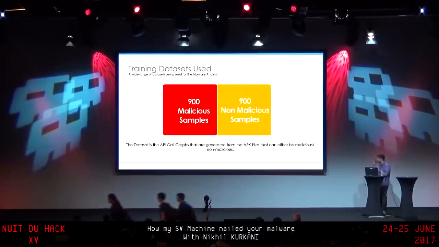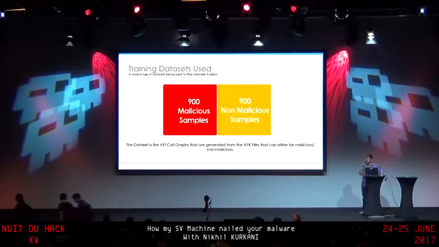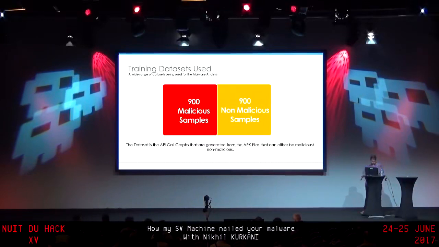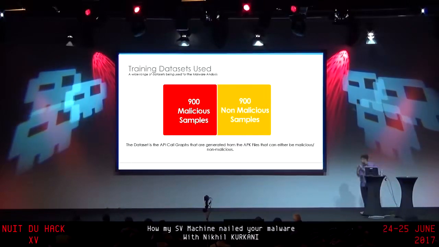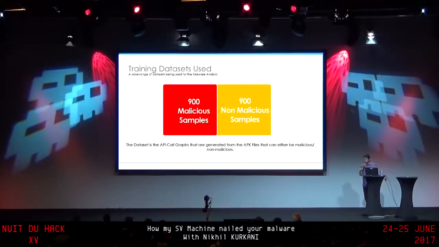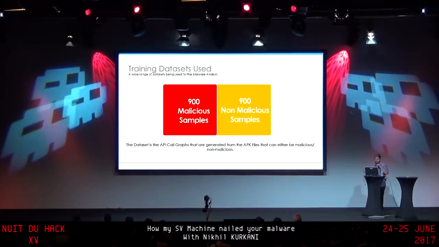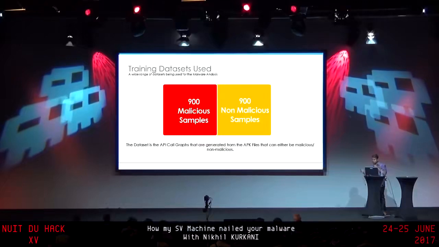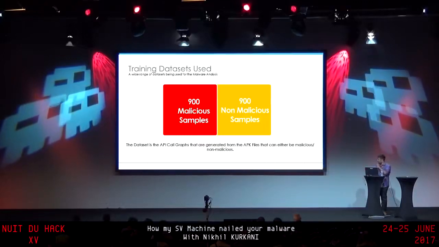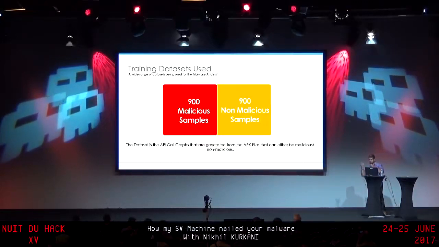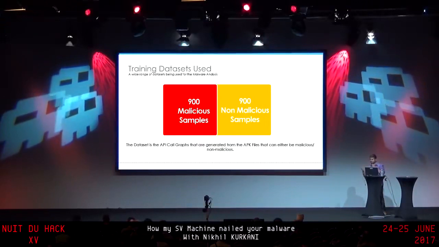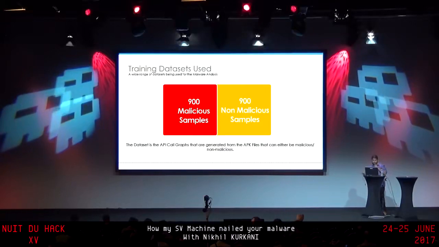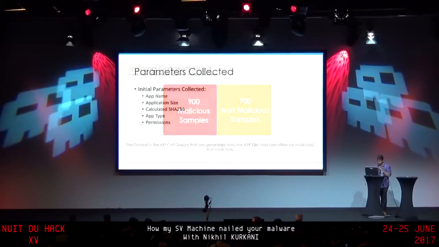The training data sets that we used were basically 900 malicious samples and 900 non-malicious samples. The data set here would be the API call graphs, or the function call graphs, that would be generated from the APK file that we get. And this is the prime factor to consider, because that would say whether the new sample that you give is malicious or non-malicious.